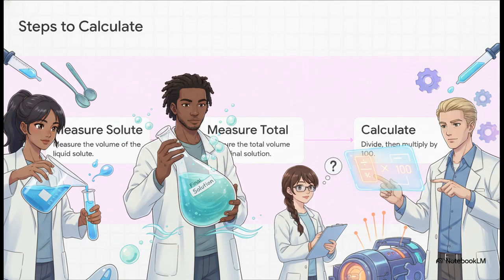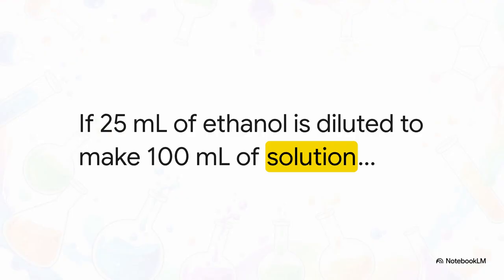Divide the number from step 1 by the number from step 2 and hit multiply by 100 on your calculator. It's a perfectly linear, totally logical process. Let's set up a quick scenario to prove it. Imagine you're in a lab.